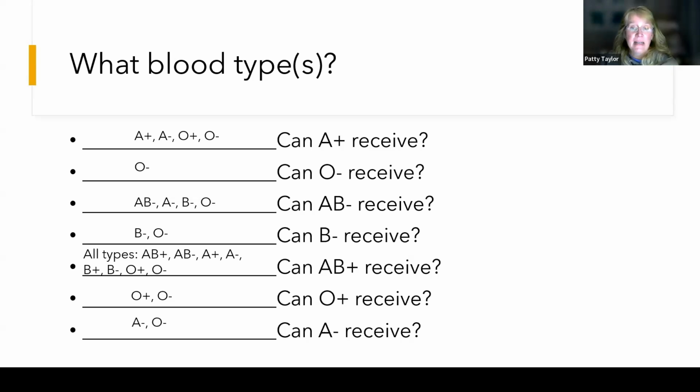All right, finally, A negative can receive A negative and O negative. That is it. Can't receive anything positive because it would cause us to build anti-Rh antibodies, nor can we get anything with B because we do already contain those anti-B antibodies. We would agglutinate.